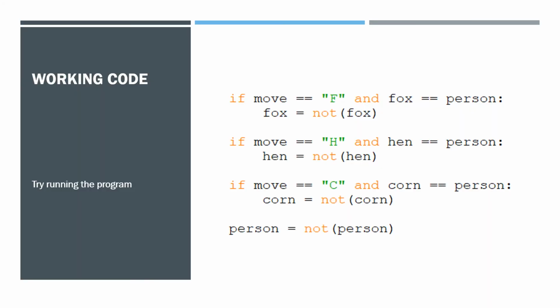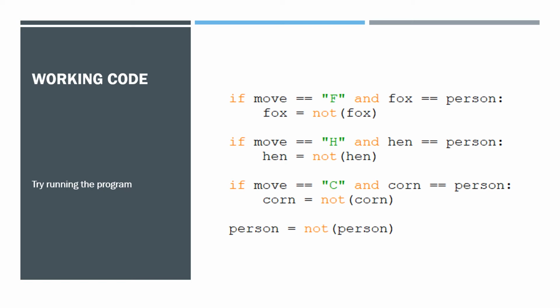Here's the whole thing. This is the working code. You'll add all of this inside the while loop. This code will move the fox if you type F, the hen if you type H, and the corn if you type C.